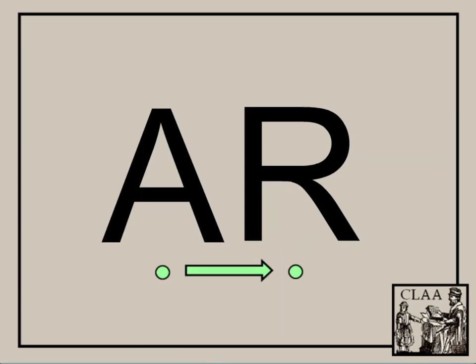Let's practice reading some Latin syllables that begin with vowels and end with the consonant R. Here, we'll begin with the vowel A. Point to the green dot under A and we'll begin. Ar. Ar. Ar.